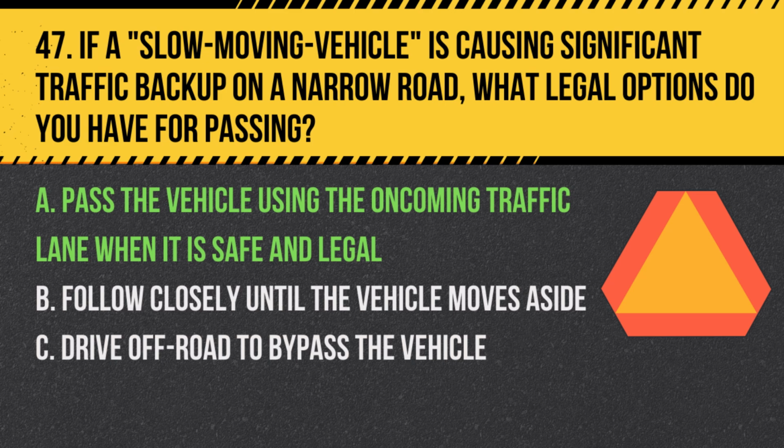Answer: A. Pass the vehicle using the oncoming traffic lane when it is safe and legal. When faced with a slow-moving vehicle on a narrow road, the legal option for passing is to use the oncoming traffic lane, but only when it is safe and legal to do so, ensuring clear visibility and no oncoming traffic.